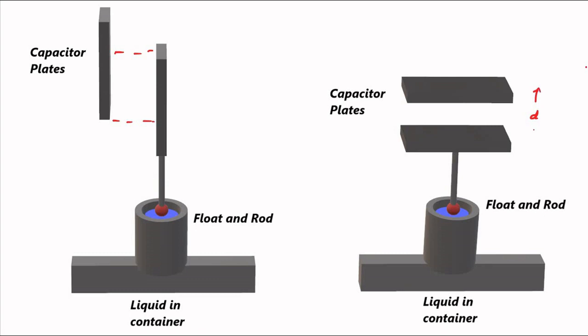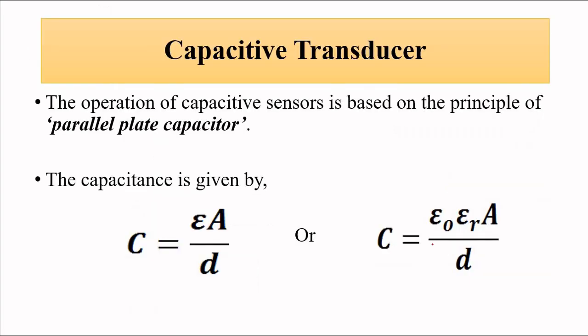So there are three ways in which capacitance can change: either through change in relative permittivity of the liquid or whatever environment in which the sensor is placed, the area of overlap, or the separation distance. So permittivity, overlapping area and distance. It can happen through any of these three mechanisms.